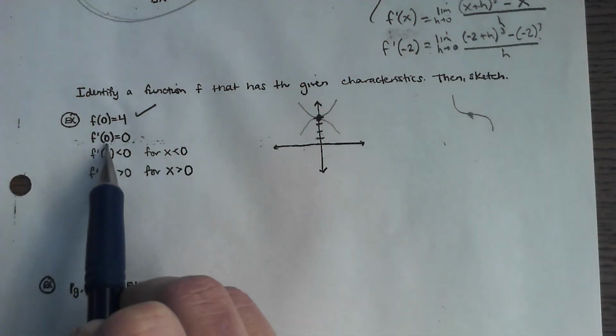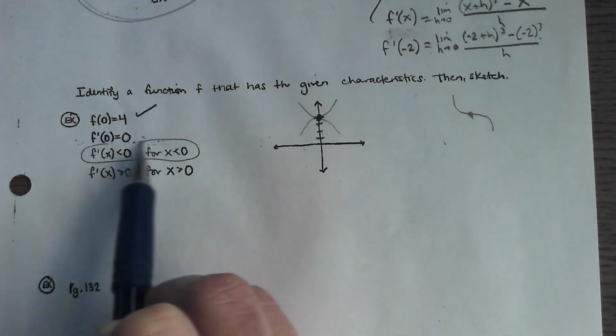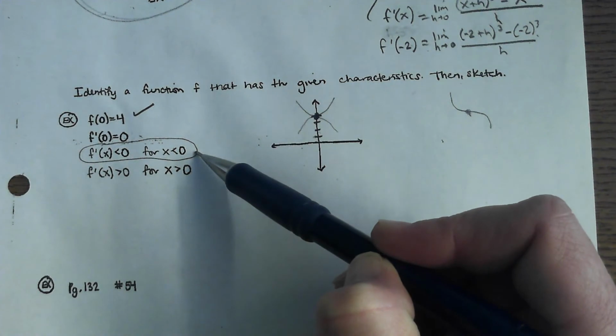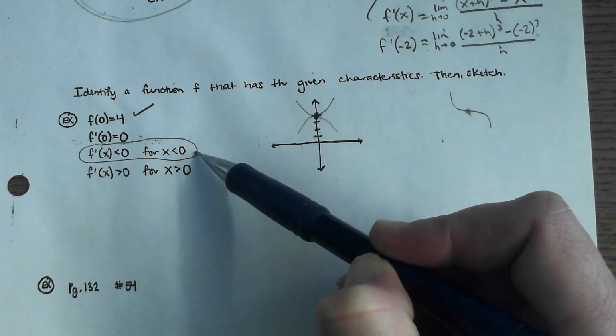So if we look to our next one, explain to me what this is telling us that our graph needs. Olivia.